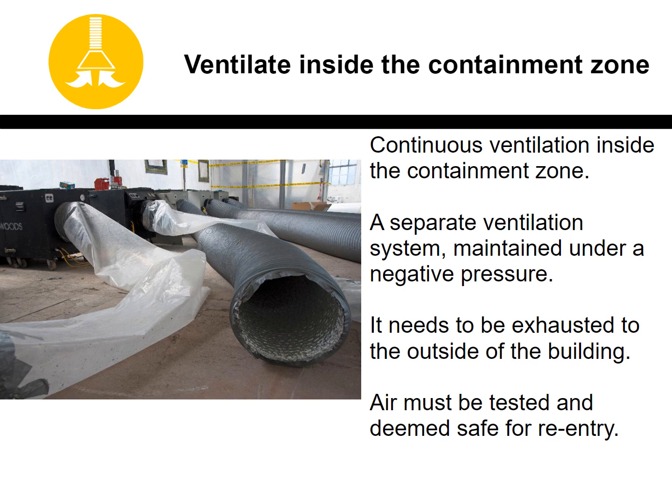Continuous ventilation is important inside the containment zone. A separate ventilation system, maintained under a negative pressure, is needed for high-risk work areas. The negative air pressure ventilation system must be exhausted to the outside of the building. The air must be tested and deemed safe for re-entry before the containment zone can be removed.